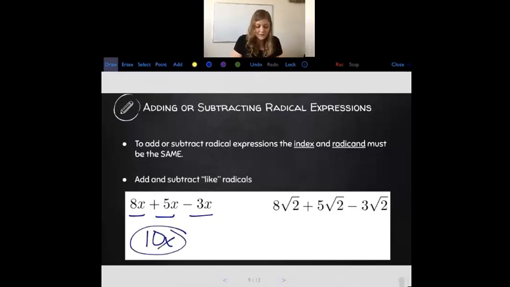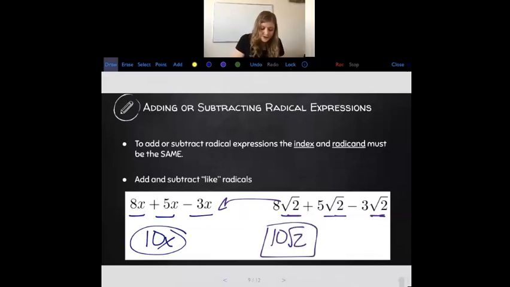For the example to the right, if we have 8 square roots of 2 plus 5 square roots of 2 minus 3 square roots of 2, in this case, 2 is playing the role of x like we saw from our previous example, and this would be 10 square root of 2. And so what this means is, for instance, if this was a y instead of an x, we couldn't combine it. Or if this was cube root of 2, we couldn't combine that one. So we're talking about like radicals, just like we know from like terms.